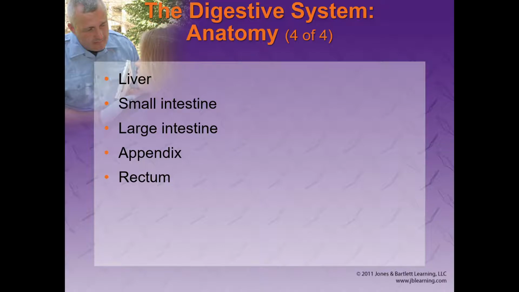It filters harmful substances. That's why people that drink excessively tend to have liver problems, because that's where that is filtered out. It forms factors that are needed for blood clotting and normal plasma production. Remember, plasma is that liquid portion of your blood, so your liver aids in that. It's also the principal organ for storing sugar or starch for immediate use by the body as energy.